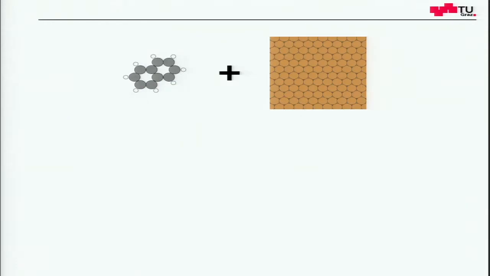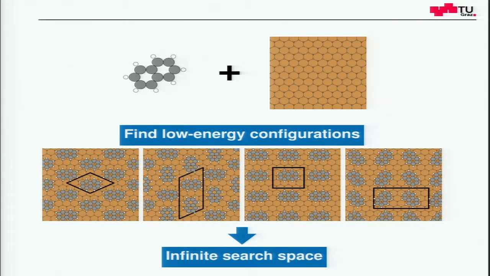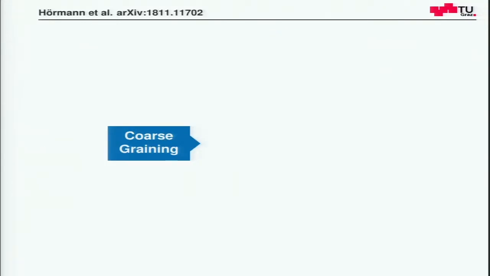So what we're doing is we take a molecule and a substrate, and then we would like to find which configuration of the molecule on the substrate is lowest in energy. So we would like to find the adsorption energies and find preferably the global minimum. And this is in principle an infinite problem because there are infinitely many ways to arrange the molecules on the substrate. So what we need to do as a first step is some coarse graining.